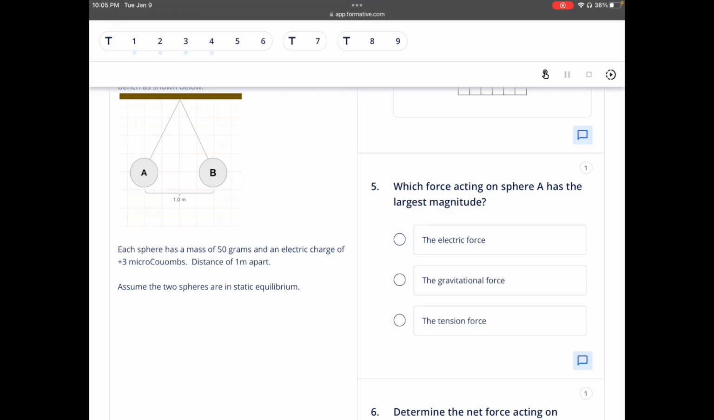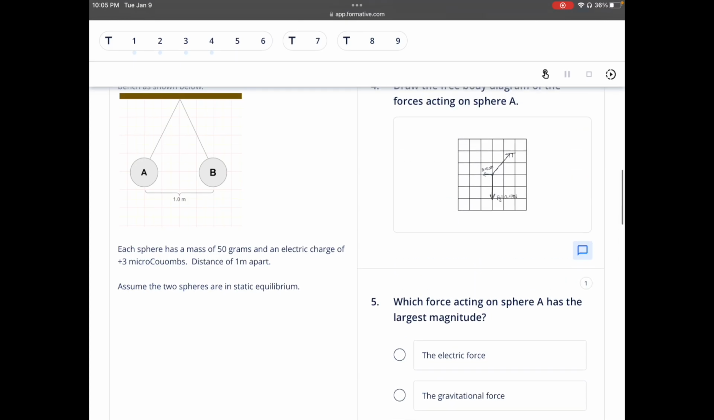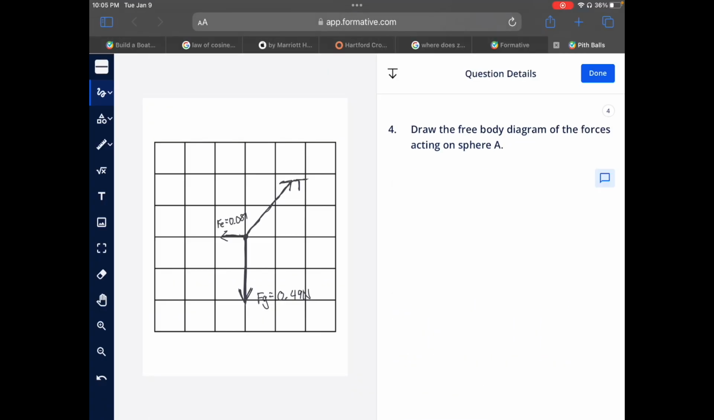Question 5 is from Unit 1 as well. Which force acting on sphere A has the largest magnitude? If I look back at my free body diagram, I see that this should be an equilibrium. That means that the tension force has to balance Fg going down with its own y component going up. It's supposed to be balanced, but it's not perfect. Balancing the x component going right with Fe going left. Because tension has to cancel two forces, not just one force, tension has to be the biggest force.